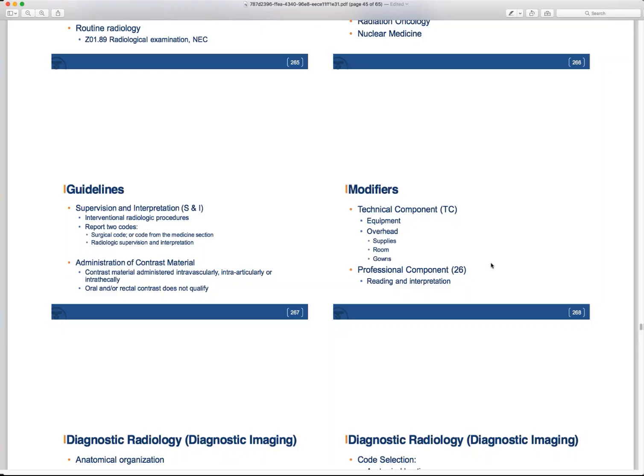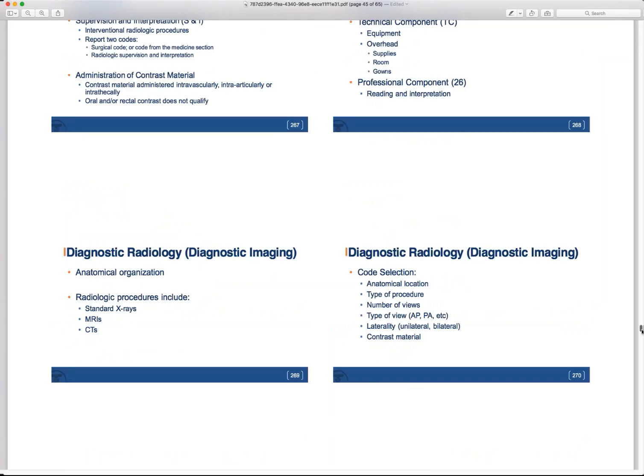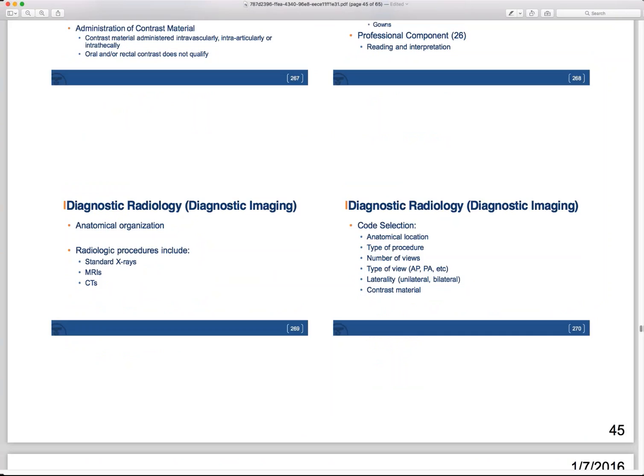If the provider owns the equipment and the test is being performed in his office, then you do not need to append a modifier because he owns everything, right? So you're not going to need to break it down and put 26, because he is also billing for the technical component of that service. Okay. Again, MRIs, CTs, X-rays. That's how it's broken down in your reference pages when they say anatomical organization. Okay, and here's a good overview of the steps to code for radiology.